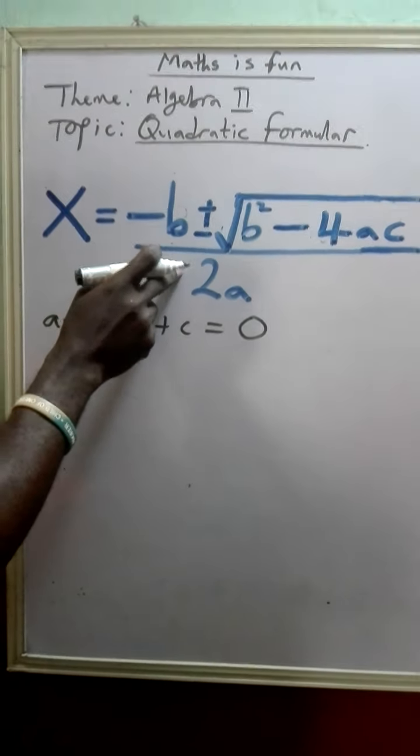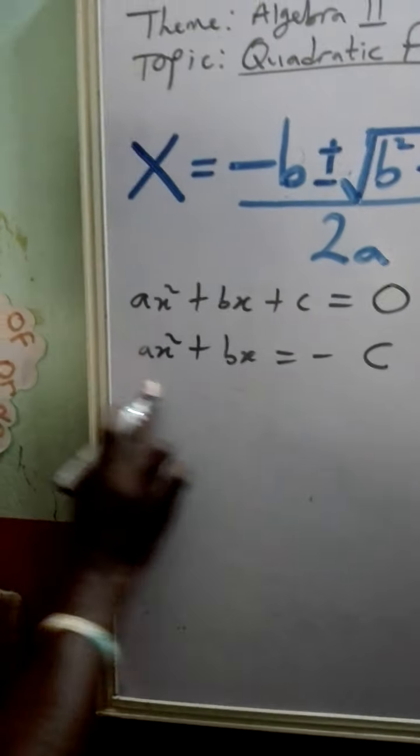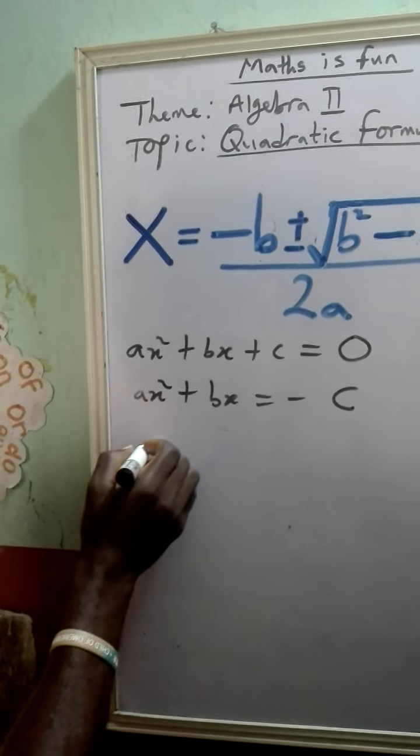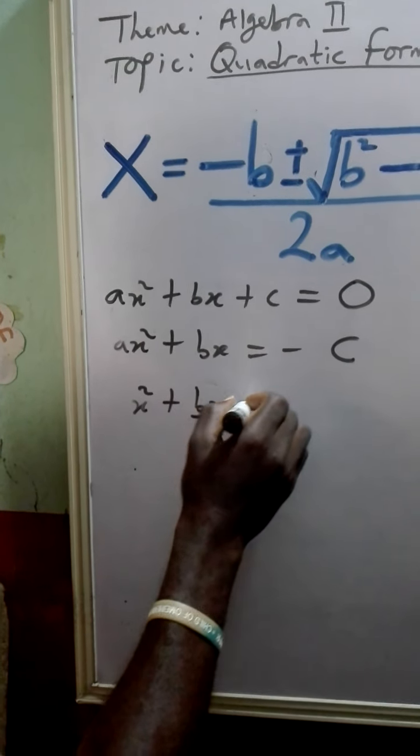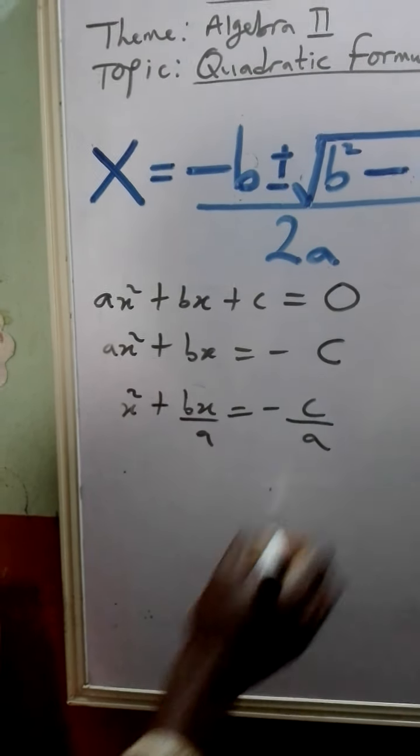So you now divide both sides of the equation by letter a. So you now have x squared plus bx over a equals minus c over a.